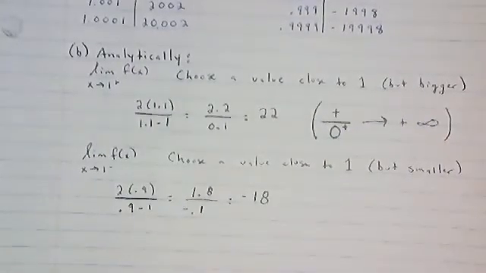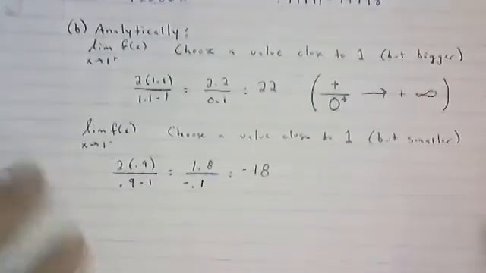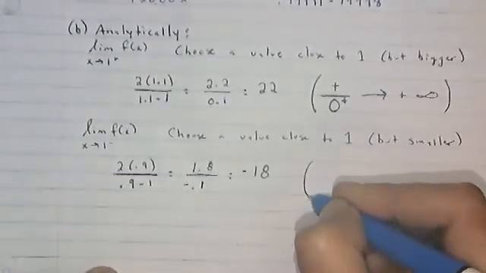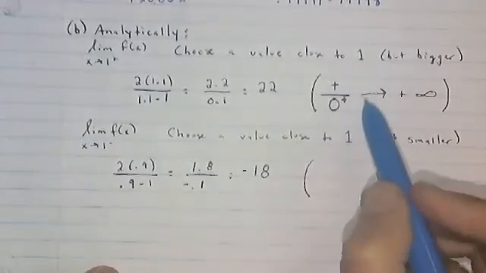Indicates that we'll probably be decreasing without bound here. It is a similar comparison as we did up here.